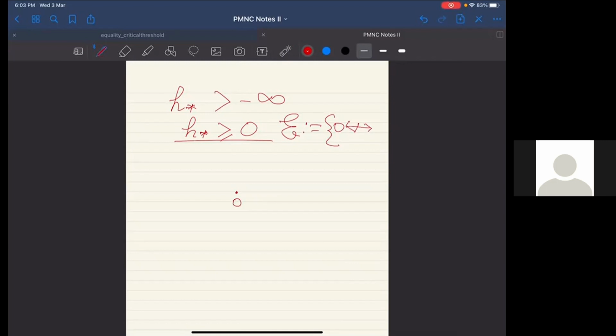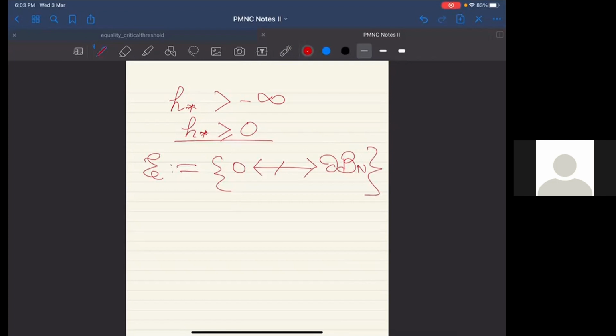Sorry, let me write it here. Let me define E to be the event that 0 is not connected to a big box, a box of radius n. We'll send n to infinity at the end. Connected by a path where the field is bigger than or equal to minus epsilon, where epsilon is bigger than 0. I'll show that this probability goes to 0.